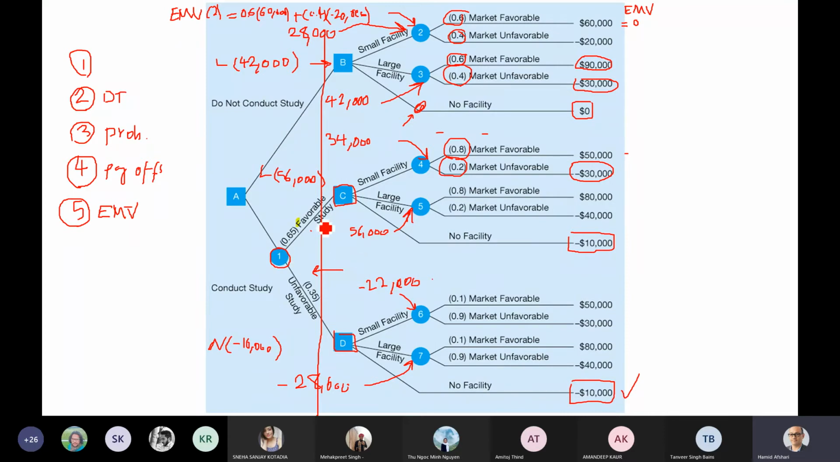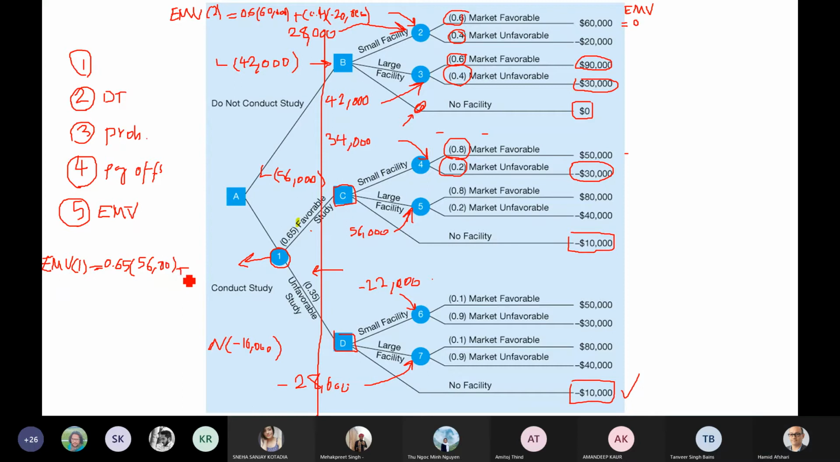So what are the two different branches here? Number one is favorable study, which has a 65% chance. So if I want to calculate the expected monetary value for node number 1, which is this node, it will be a 65% chance of a favorable market multiplied by the payoff of that market. How much is that? 56,000. That's right.